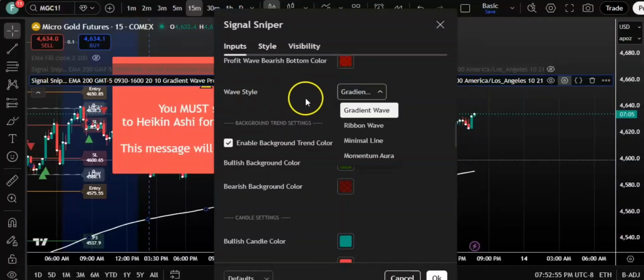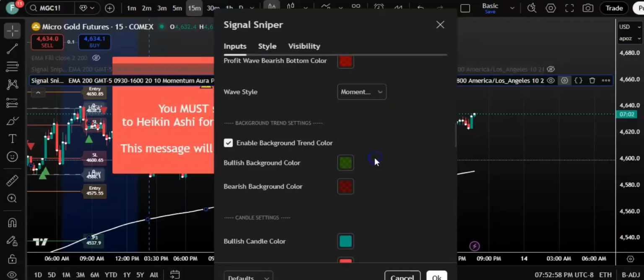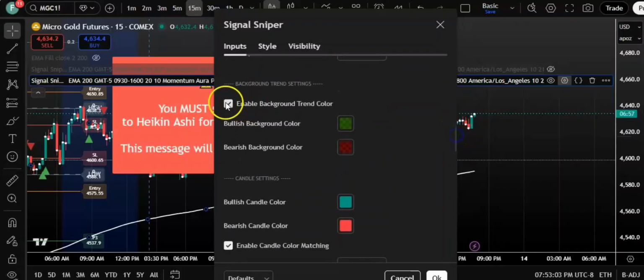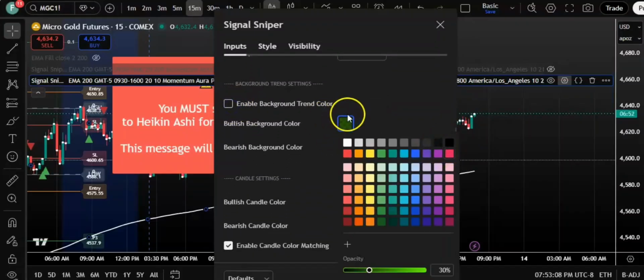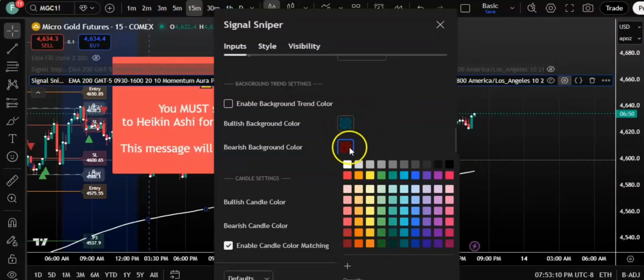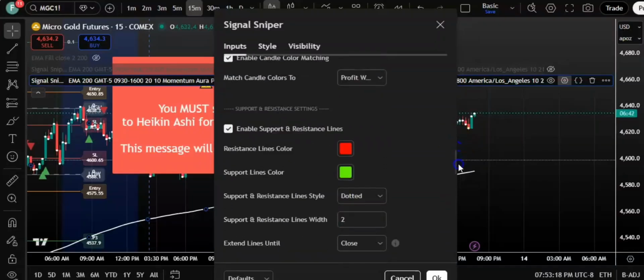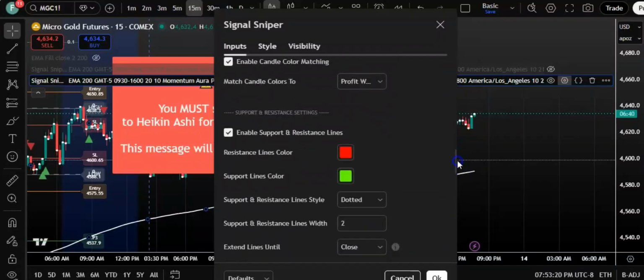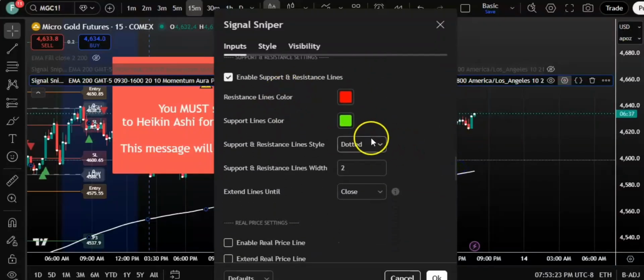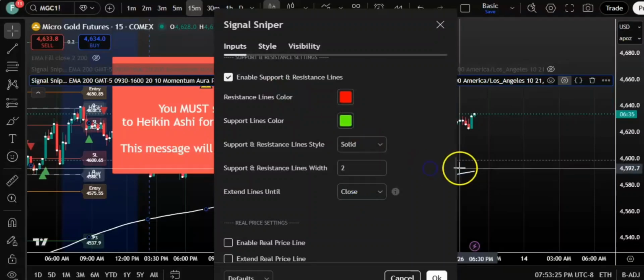This is the profit wave. I like mine set for this one. You can have it set however you want, but I like it set to that. Background trend color, I'm gonna turn this off for now, but I like the bullish one blue and the bearish one black, but it's turned off right now. And support and resistance, I like to have it solid.